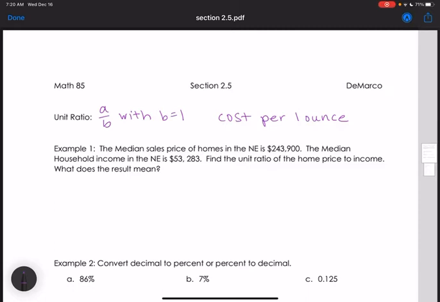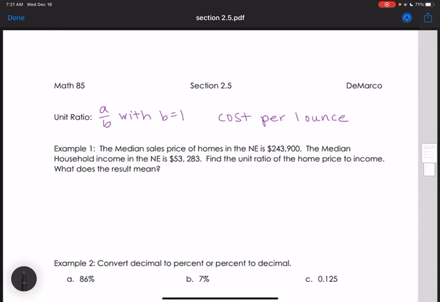Okay, so the stuff today is just talking about the unit ratio. That means that in the end, it's going to end up with something over 1. In this section, it gets kind of messy, and I feel like you understand the concepts of the plus and minus now. So I'm okay if we introduce calculators back into today, just so we don't get bogged down on the calculations. Okay. So example 1: the median sales price of homes in the Northeast is $243,900. The median household income, $53,283.